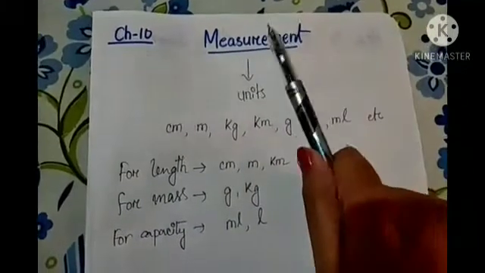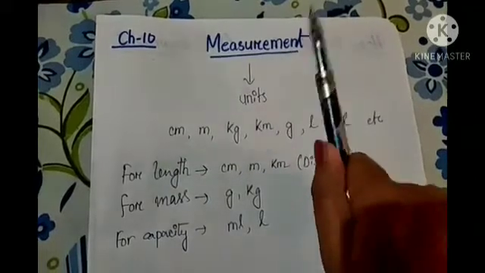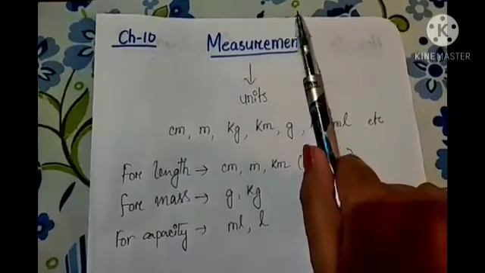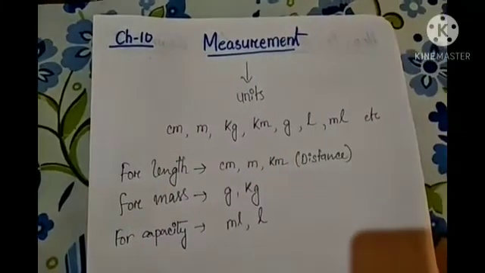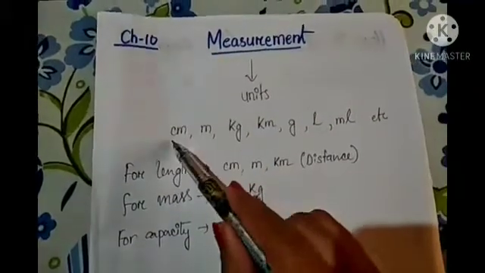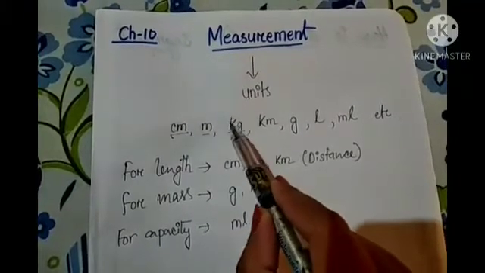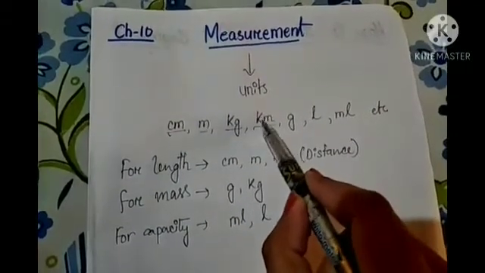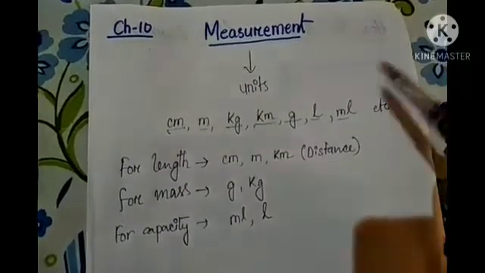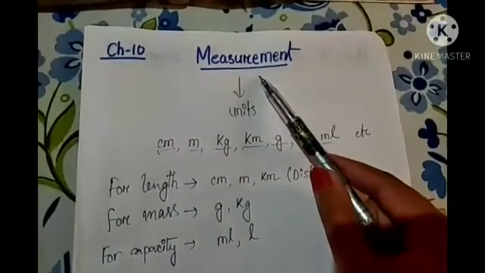So the name of this chapter is measurement. I think you all know about this. In the previous classes you have already learned about measurement, so this term is familiar to you. You know that to measure something we need some unit. You can see some units I have written: cm, that means centimeter, m means meter, kg, that means kilogram, km means kilometer, gram, liter, milliliter, etc. These are some units which are used for measurement.